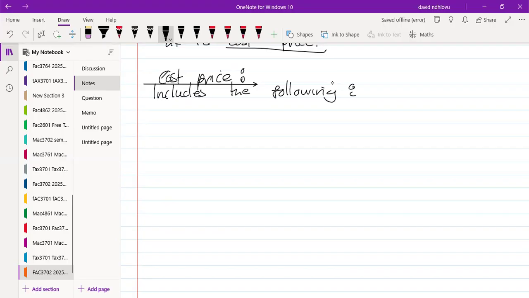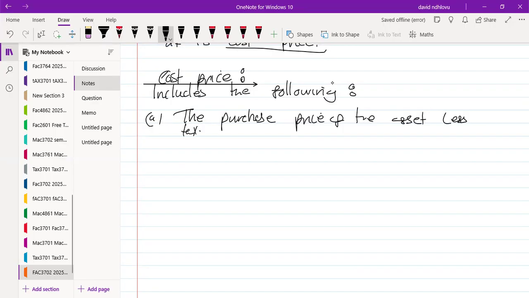Right, so as she is saying, the cost of an asset would include number A, the purchase price of the asset, less taxes claimable from SARS.